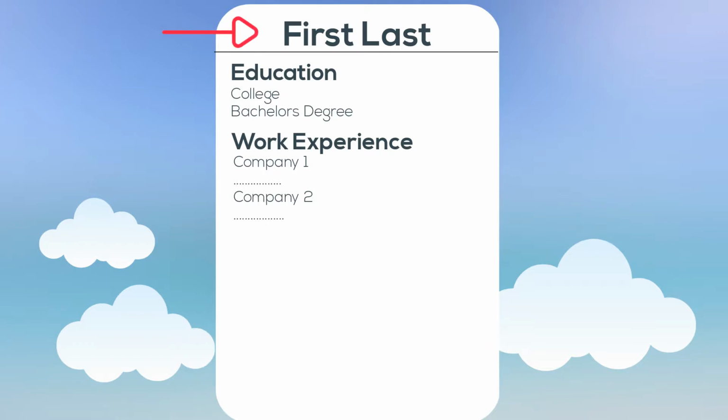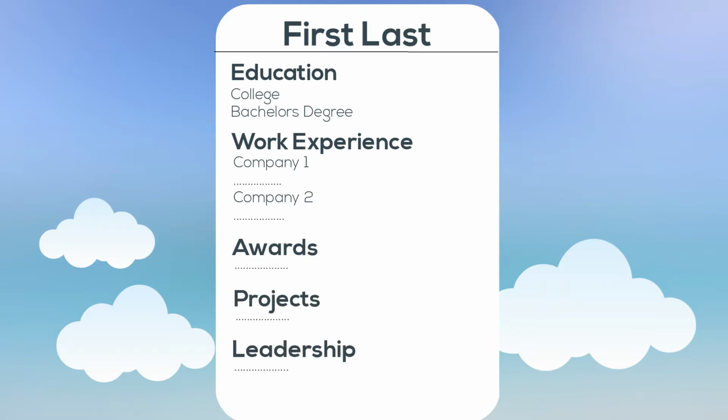At the top in big letters should be your name. Under it, you should include your education, such as what school you graduated from and what degree you got. It is also important to mention your previous work experience. Other sections you can include on your resume include awards won, projects you've completed, and leadership experience.